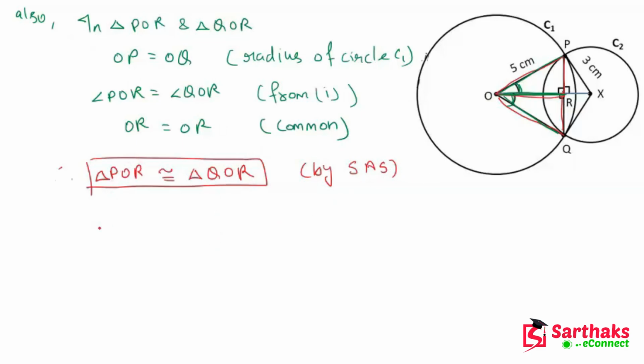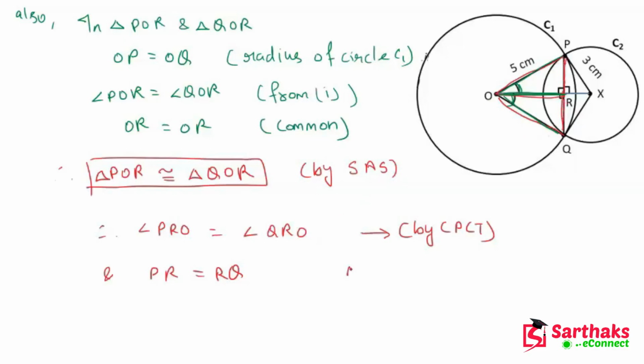Okay, so we can say angle PRO is equal to angle QRO, by CPCT, meaning corresponding parts of congruent triangles. And PR is equal to RQ, meaning this side PR is equal to RQ. Again this is by CPCT. Now let's suppose this is equation number 2 and this is equation number 3. Okay, I hope you get this point.